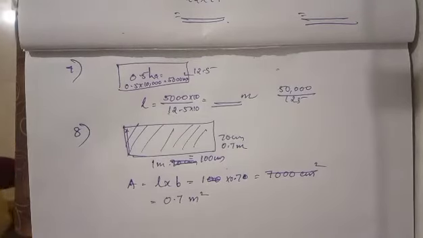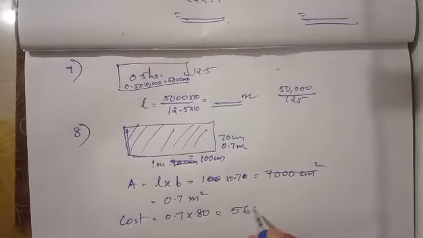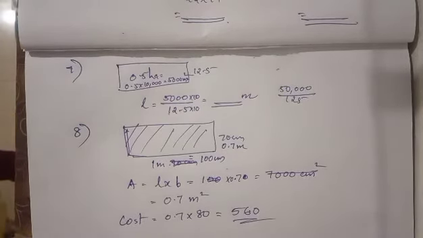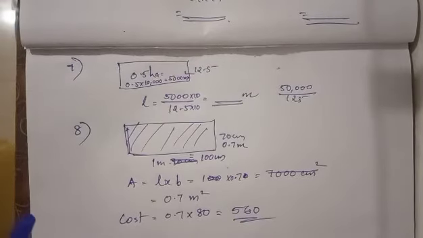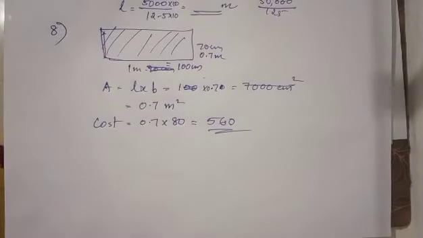Per meter rupees is 80. So, cost is equal to 0.7 into 80. 8 sevens are 56, 7 into 80, 560. Then put 1 zero, it is 56. So, cost is 56 rupees. Because it is 0.7, 1 meter also not there. 0.7 is only there, so 80 rupees will not come. Answer will be 56 rupees. Understood? Next, 9th question. The length and breadth of a playground are 80 meter and 35 meter respectively.